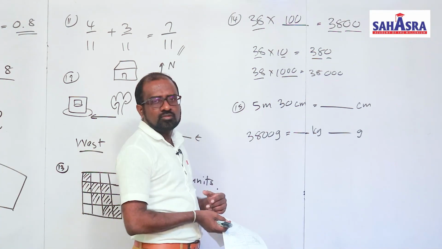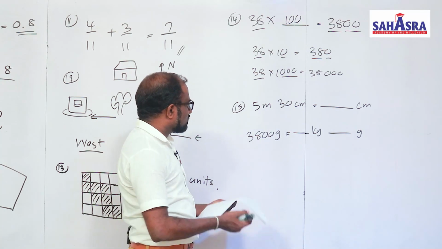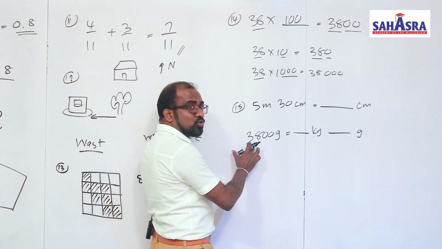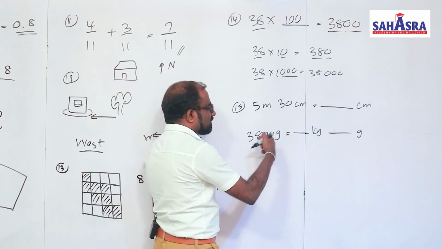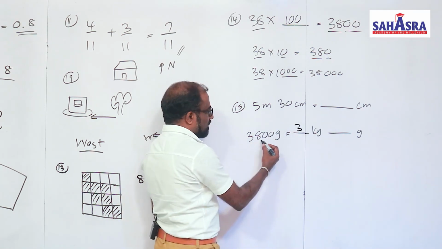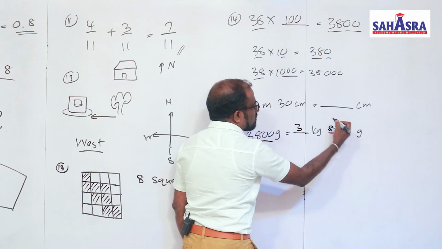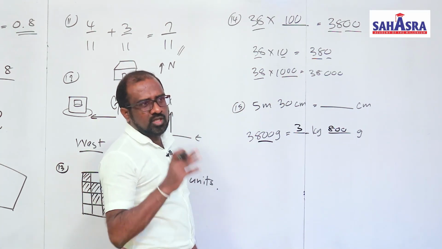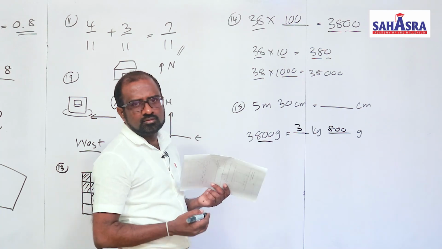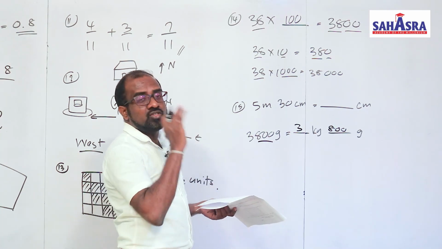So now what is the answer here? 3,800 grams. 1,000 grams is 1 kilogram. So 3,000 grams is 3 kilograms. The remaining amount is grams. Right? Then liter and milliliter are also the same. 1,000 milliliters is equal to 1 liter.